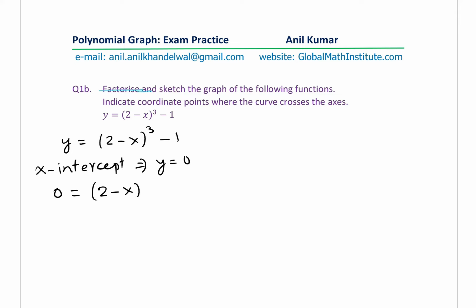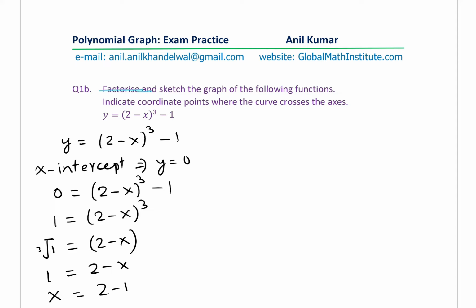Which is (2 minus x) whole cube minus 1. So bringing 1 here, we get (2 minus x) whole cube. And then cube root of 1 will be what? Cube root of 1 will be 1, right? So 1 equals 2 minus x. So clearly, x equals 2 minus 1, which is 1. So the x-intercept in this particular case is 1.